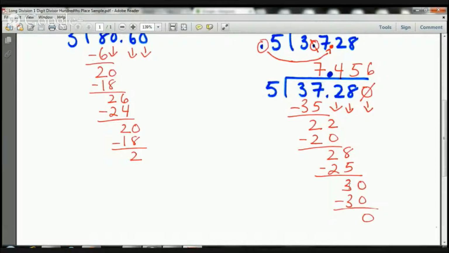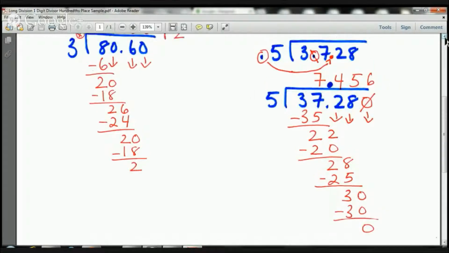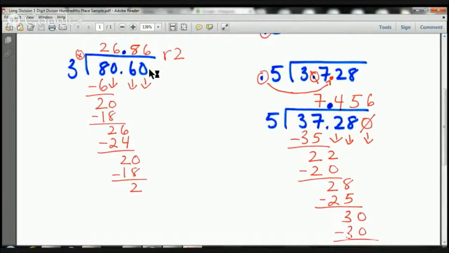So now, can 5 go into 30? Yes, it can. Absolutely. It can go in 6 times. 5 times 6, I'm going to put the 6 up there, is 30. So I'm going to put the 30 down here. 30 minus 30 is 0. So the answer is going to be 7 and 456 thousandths. Okay?